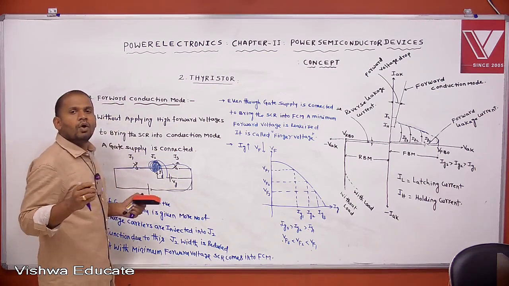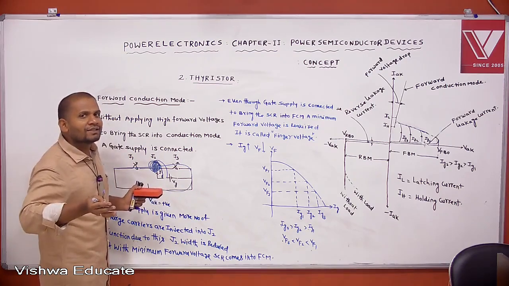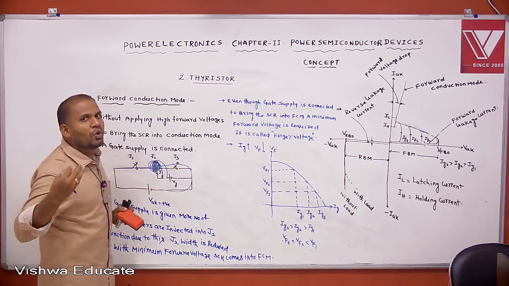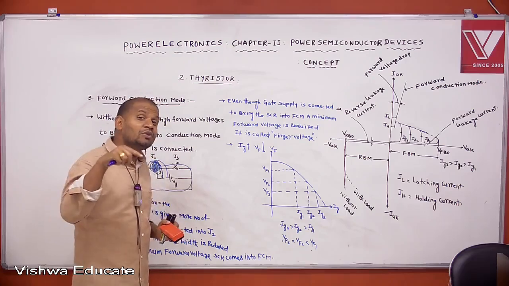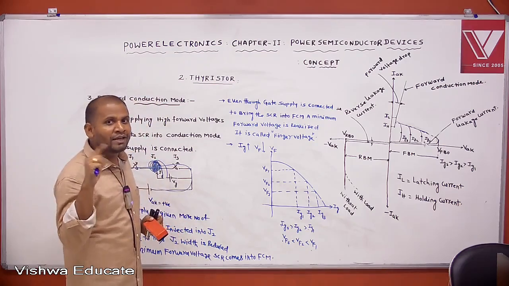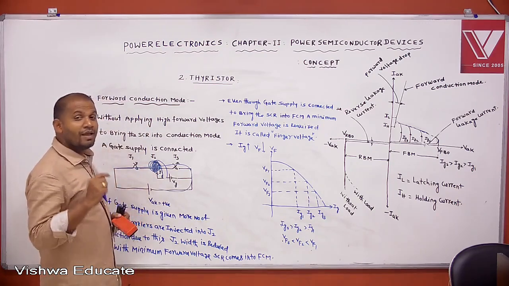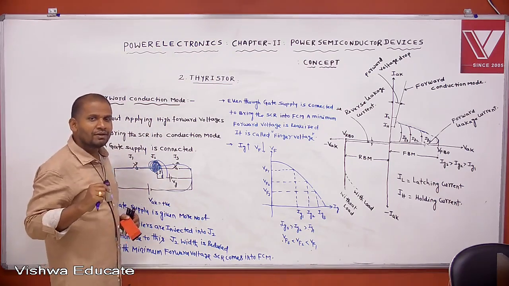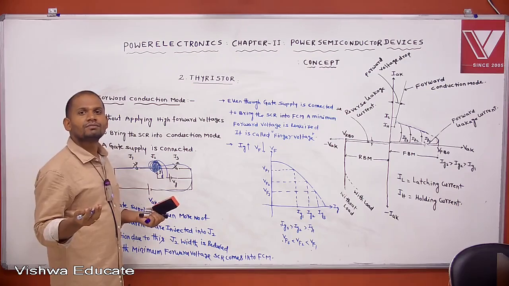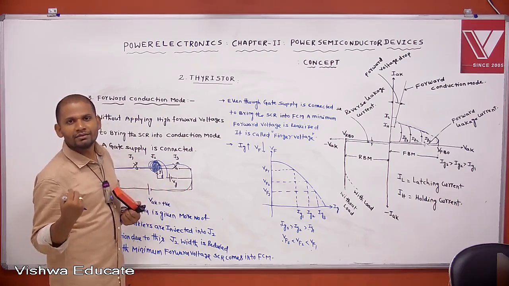Okay. Once the SCR starts the conduction, the gate loses its control over the anode current. Is there any use of the gate supply? I'm not talking about the gate terminal, I'm talking about the supply. Is there any use of gate supply? No use of gate supply. Then remove the gate supply.